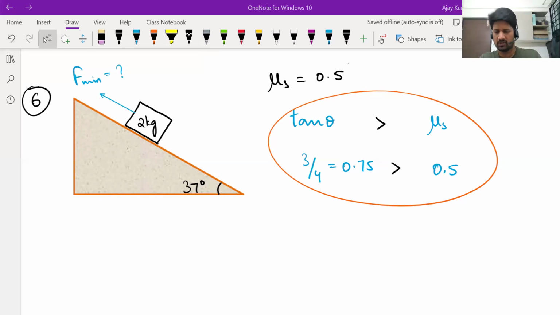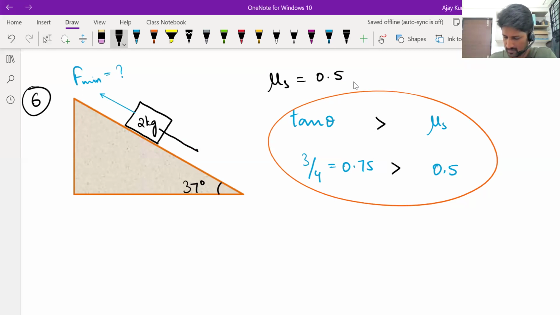Okay, I got one answer as 4 newtons. Let's see. Pawan, can you tell how you're trying to solve this problem? Sir, frictional force... Tell me the other forces first. How much are the weight components along the incline?